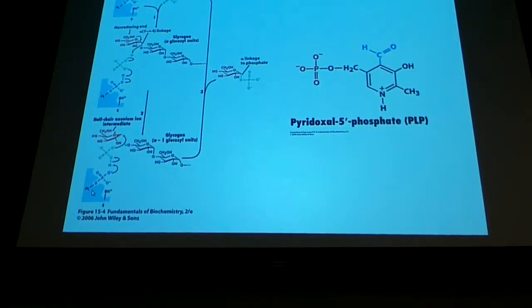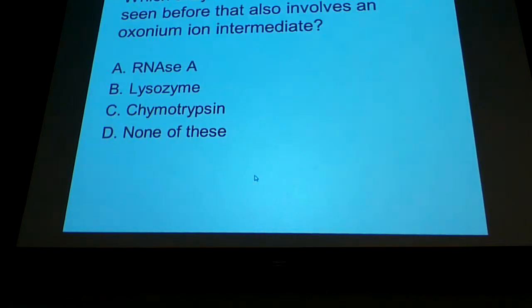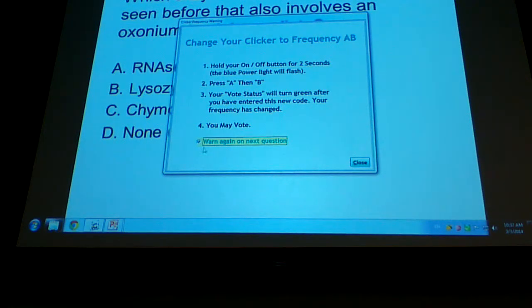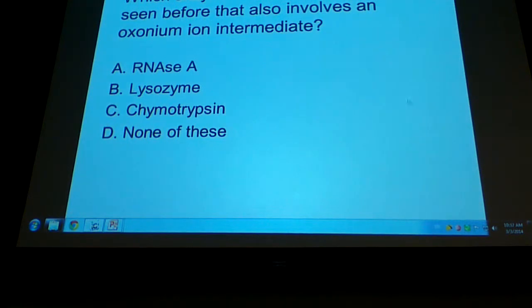So that's a big element. We've seen this before. What enzyme uses a similar mechanism that we've already studied?